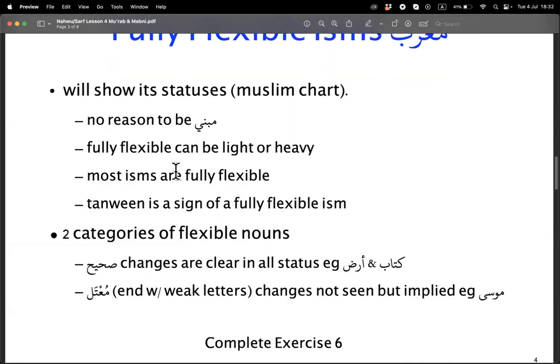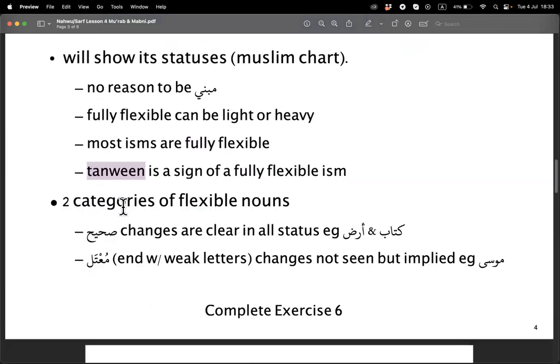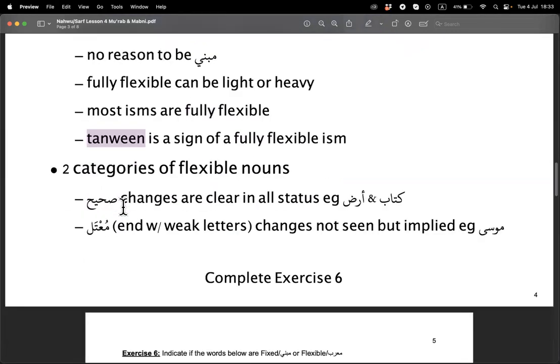Most isms are fully flexible because the only category to be mabni is those we just talked about, the 6. The default is mu'rab. So most isms are going to be mu'rab. If you see a tanween, then definitely it's already mu'rab. But there are 2 categories of mu'rab.